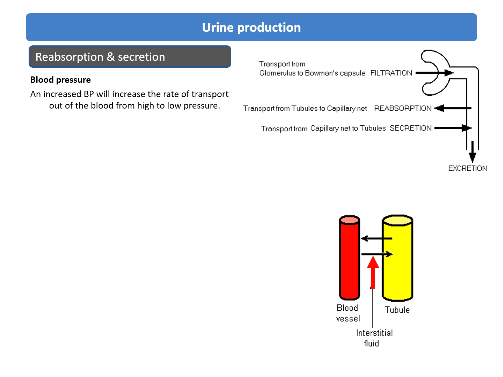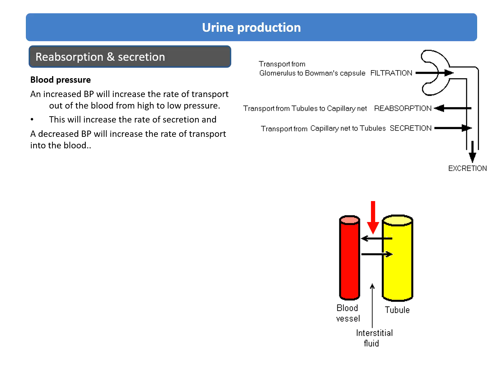What about blood pressure? An increased blood pressure will increase the rate of transport out of the blood from high to low pressure. This will increase the rate of secretion. A decreased blood pressure will increase the rate of transport into the blood. This will increase the rate of reabsorption.